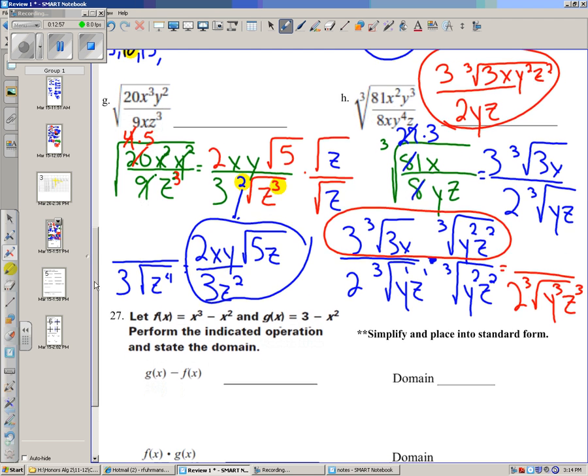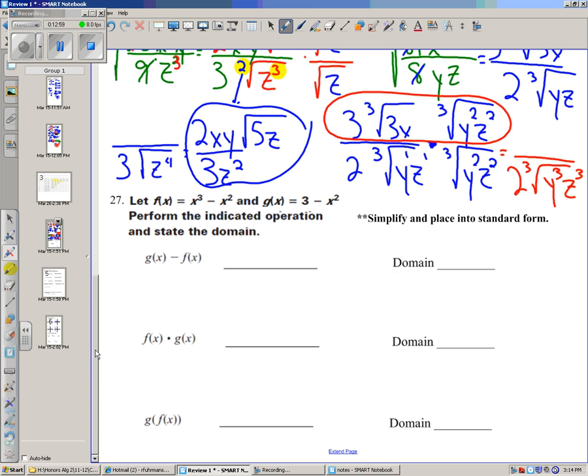I'm going to try to finish up this page as much as I can in the next 2 minutes. So here we are adding, subtracting, multiplying in a composite function, and dealing with the domain. So first I'm going to subtract, so I'm subtracting g of x minus f of x.